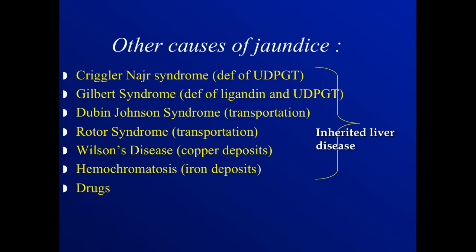Other causes of jaundice, besides the Crigler-Najjar syndrome I was talking about a while ago: Gilbert syndrome, because the ligandin is deficient. If you remember, ligandin helps in the uptake of bilirubin inside the liver. Dubin-Johnson syndrome, where the transport of conjugated bilirubin to the intestine is affected. Same with Rotor syndrome. Wilson disease, which I mentioned just now, is copper excess, hemochromatosis is iron excess, and it can also be due to drugs. All these can present with jaundice.